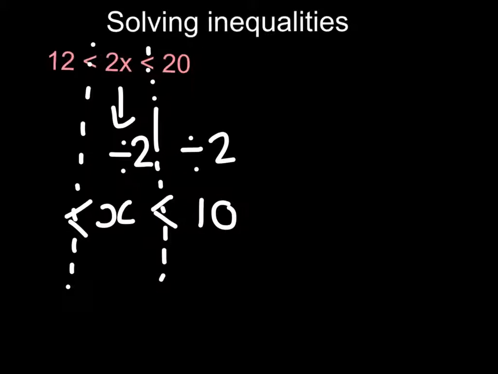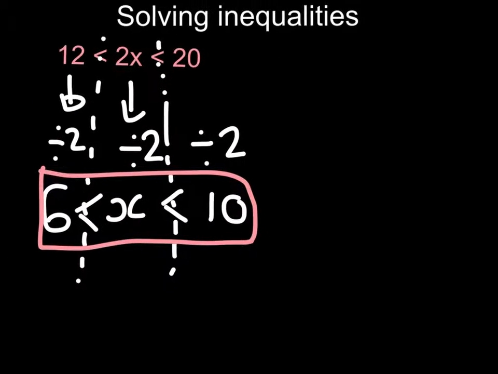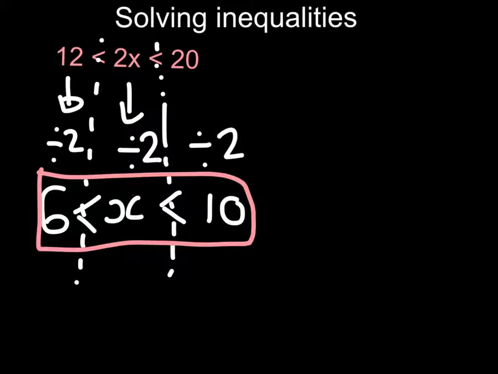But then the only thing to remember is you have to do the same to all parts of the equation. So I'd also have to do the 12 divided by 2, and that's going to give me 6. So that gives me my final answer there. X is on its own now. It's just between the values. We've got x is less than 10. We've got the less than part there. So x is less than 10, but x is greater than 6.